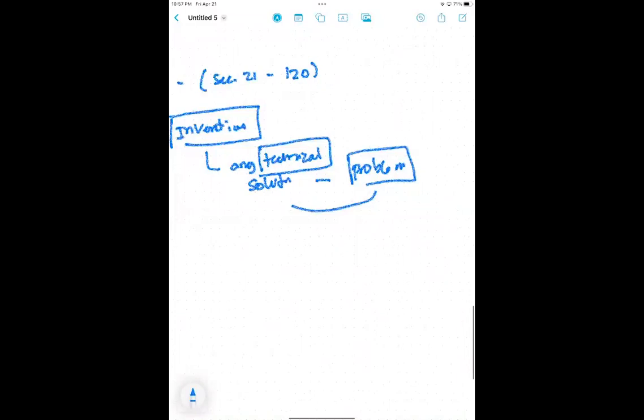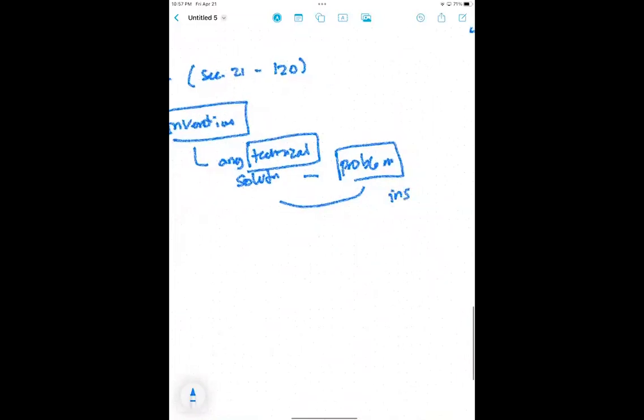So let's say for example, the problem is insomnia, hindi makatulog. Okay? And the solution was, manood ka lang ng isang napaka-boring na movie. Of course, that is a solution, right? But that is not a technical solution. A technical solution, for example, is a medicine. Okay? A medicine that is formulated in order to cure insomnia. Then that is an invention.